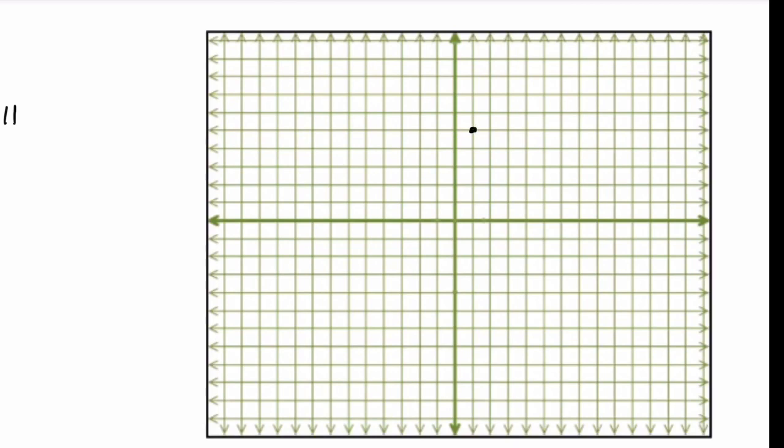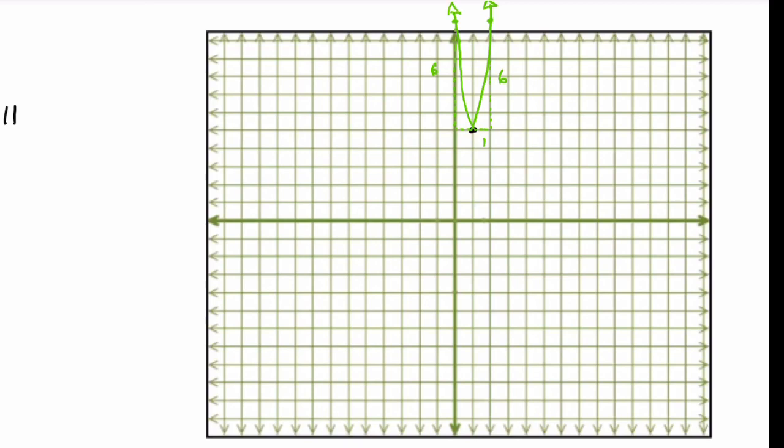So first thing I'm going to do is plot the vertex. So it's 1 over, 5 up. And then I know that the a value was 6. So from the vertex, I've got to go 1 over and 6 up. So I'm just above the graph. And so that's 1 to the right, 6 up, and then 1 to the left, 6 up, and I get 2 more points. There's no way I'm going to get any more points, so I'm just going to sketch this in. And there's the parabola.